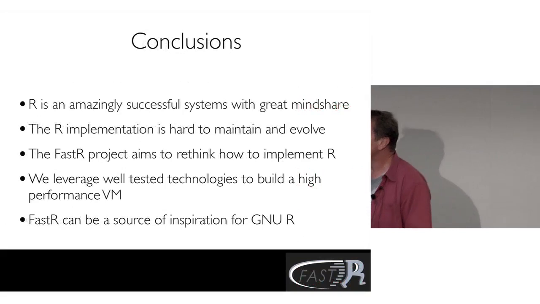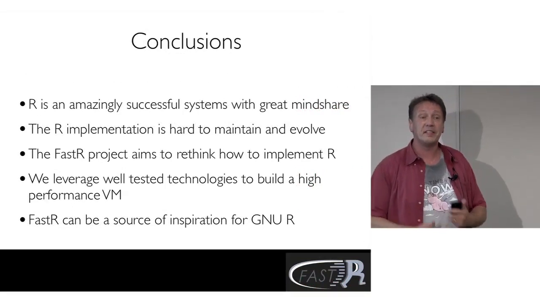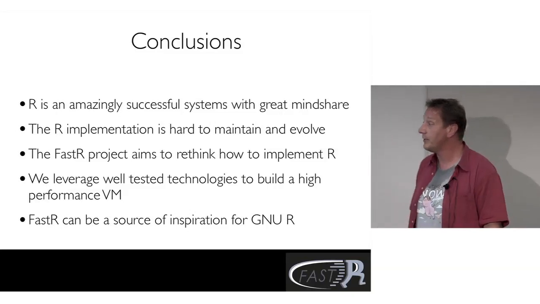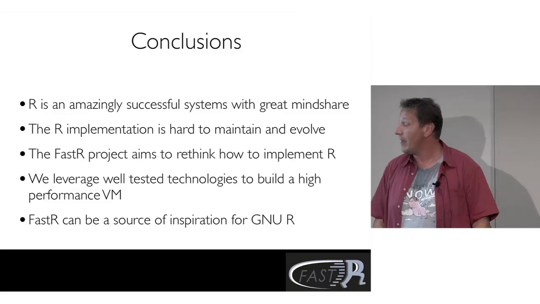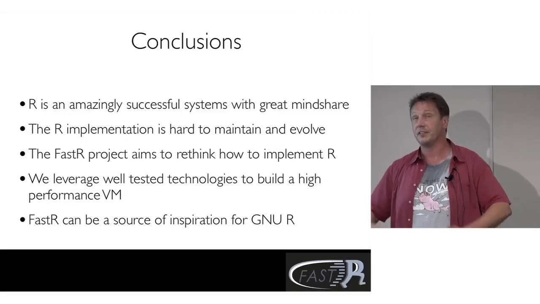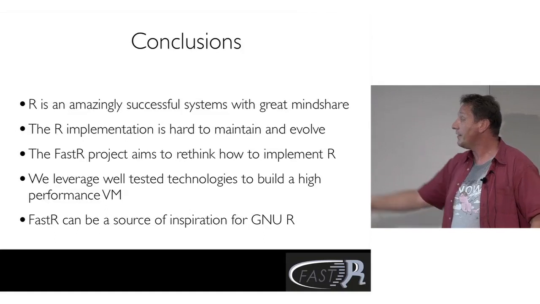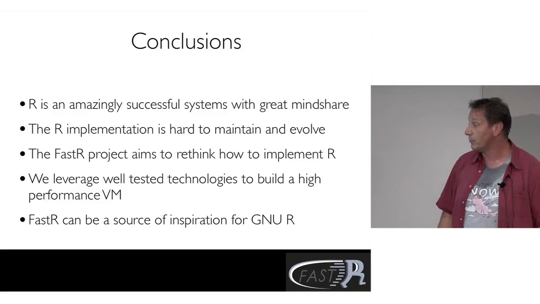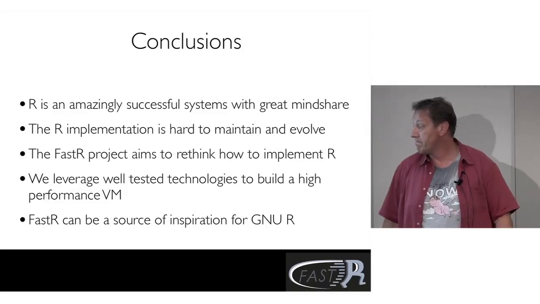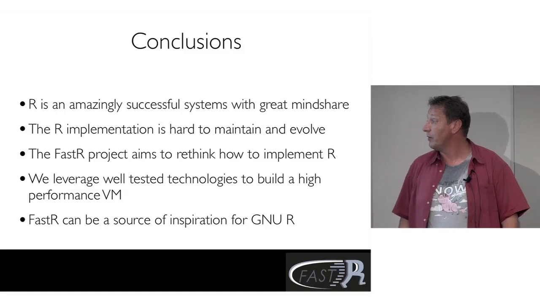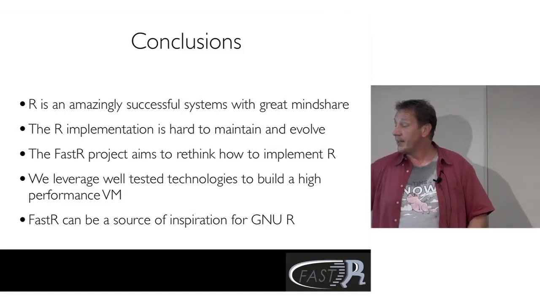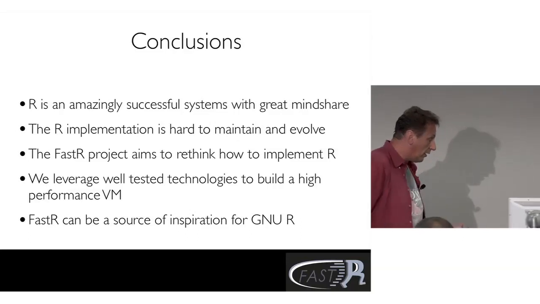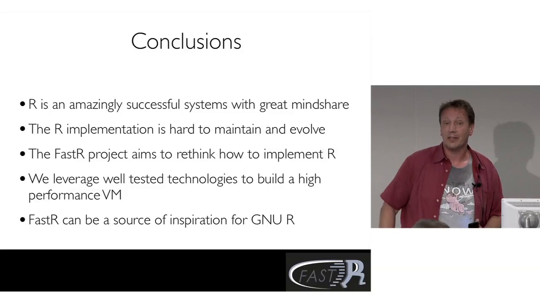So to conclude, R is really a great system. It has amazing mindshare. Many people use it, so we want to keep that community around. But we need to evolve the implementation for concurrency, for better footprint, and all of that. Our proposition is, let's build it on top of a well-tested, highly performant virtual machine. And hopefully, this will become adopted. Worst case, they can still use what we did as inspiration and keep improving their own GNU-R version. All right, that was all I had. Thanks a lot.